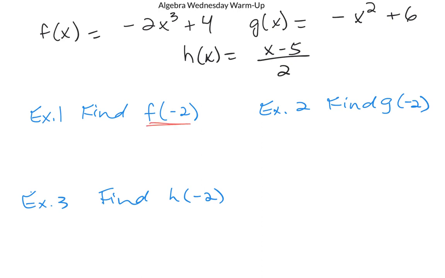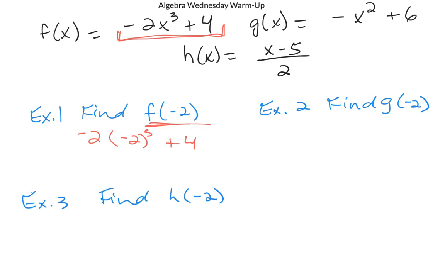So for example 1, we want f of -2, so we're going to first use this function, and we're going to replace x with -2. So that's -2 times -2 to the power of 3 plus 4. Now you can use a calculator to type that whole thing in and get your answer, or you can kind of do it more in your head.